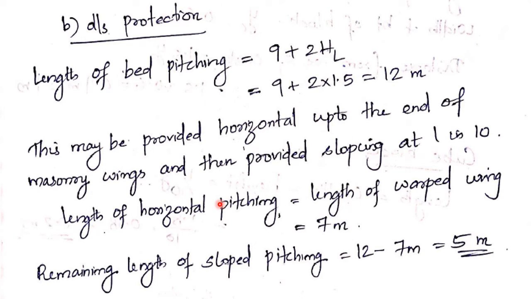That is, up to the masonry wings it is horizontal and then it is sloping. The horizontal length of the pitching will be equal to the length of the warped wing, that is equal to 7 meters. We have found out this value earlier. Now the remaining length of the slope pitching is equal to 12 minus 7, that is 5 meters. That is, for 7 meters the downstream protection will be horizontal, and the remaining 5 meters it will be sloping at a slope of 1 in 10.